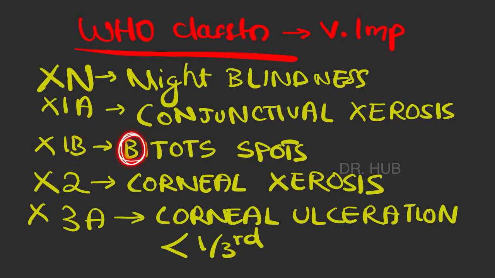Now just to recap and for easy memorization, you have an N and a B, that is N stands for night blindness and B for Bitot spots. Next, moving on, we have 1 and 2. So 1A is conjunctival xerosis and 2 is corneal xerosis.